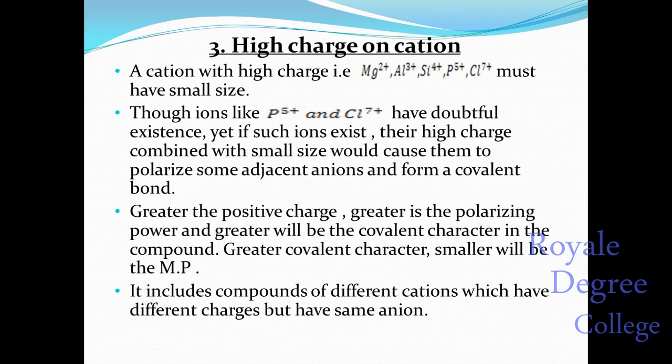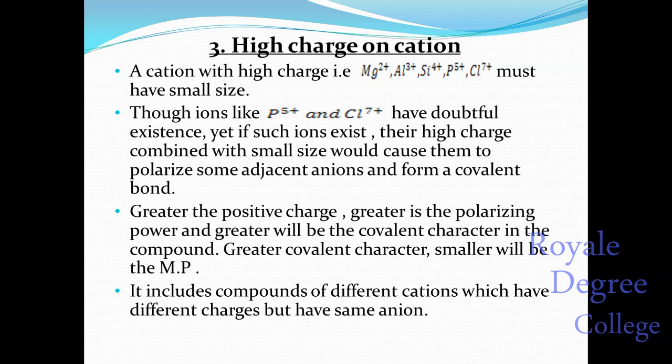Now we'll talk about high charge on cation. A cation with high charge, that is magnesium ion, aluminium ion, silicon ion Si4+, phosphorus ion P5+, and chlorine ion Cl7+, must have small size. Though ions like P5+ and Cl7+ have doubtful existence, yet if such ions exist, their high charge combined with small size would cause them to polarize some adjacent anions and form a covalent bond.